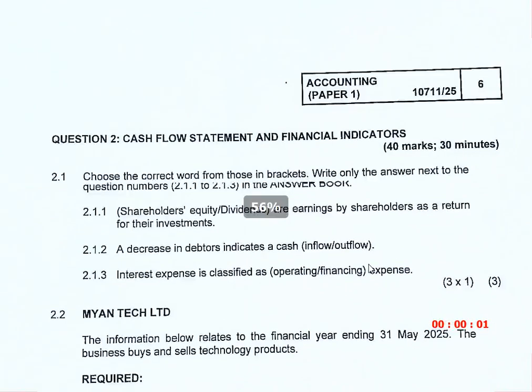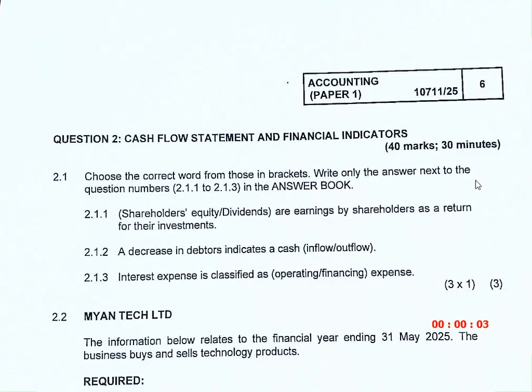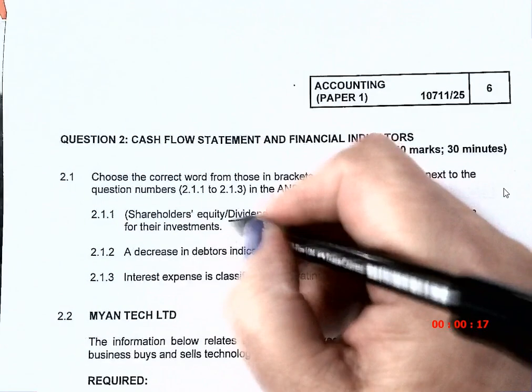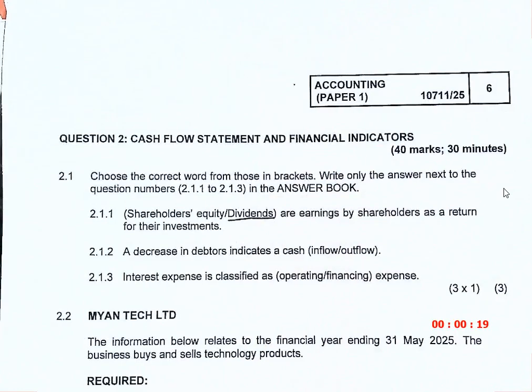Choose the correct word from those in brackets. Now, remember, question 2 is the cash flow. So they say here, what are earnings by shareholders as a return for their investment? It's the dividends. Right? Earnings is the part of the profit that goes to people.